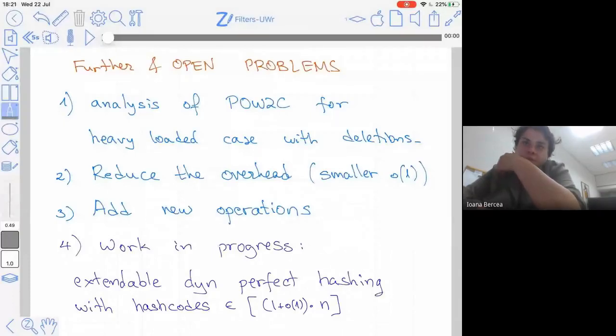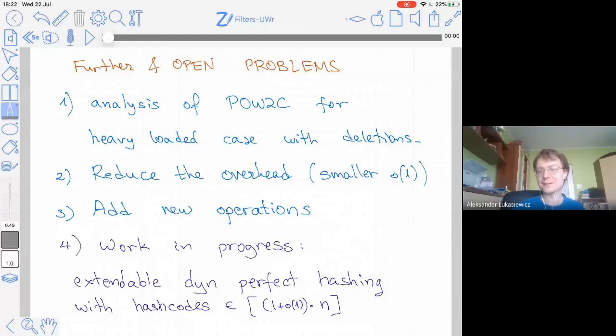Sometimes the filter is actually used to interact with the dictionary. Imagine that the dictionary is stored on external memory. It's huge. You don't want to access it too often. And so you use a filter to decrease the number of useless queries, which would be the queries for which you would ask the dictionary for an element that is not in the set. Yeah, now that makes perfect sense.